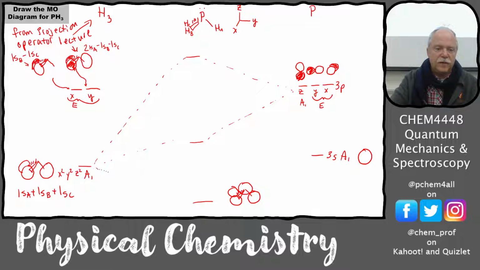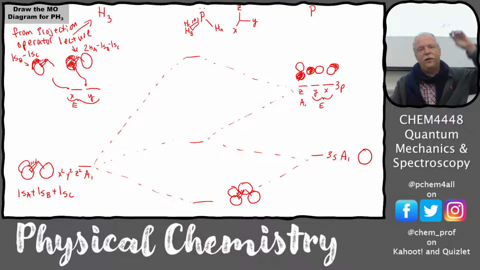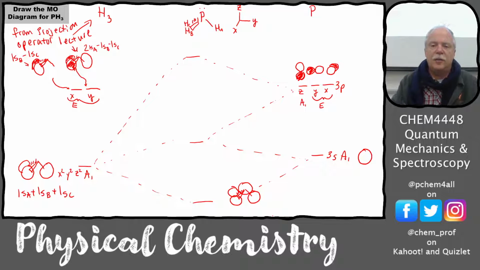So these 3 hydrogen combinations from the hydrogens are going to have very little influence on that one at the top. A lot of influence or mixing or a lot of contribution to the ones on the bottom. So we came in with 3 A1s. We have 3 A1s in the middle. So let's draw this picture here.